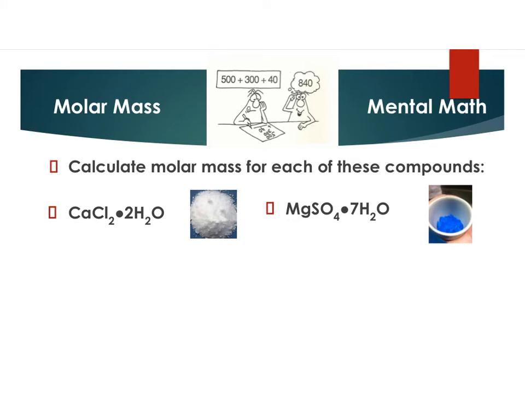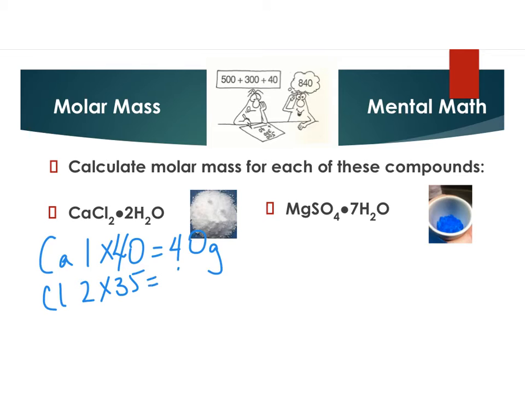Okay, the next one we're going to do is a hydrate. It's been a little bit since we did a hydrate. It's kind of the same thing, but with a slight variation. So we did calcium chloride a couple slides ago, and we know that calcium, there's 1, chlorine, there's 2. Calcium has a mass of 40, so 40 times 1 is 40 grams. Chlorine, 2 times 35, we said was 70, so that gave us a mass of 110 grams per mole.